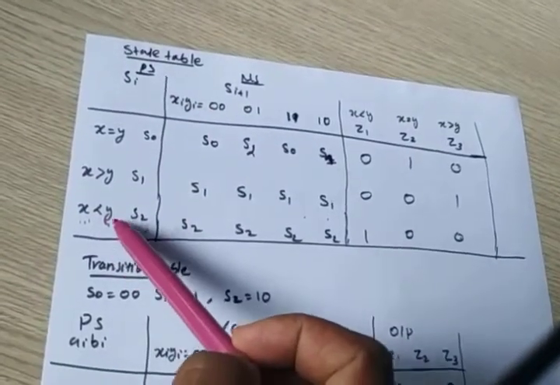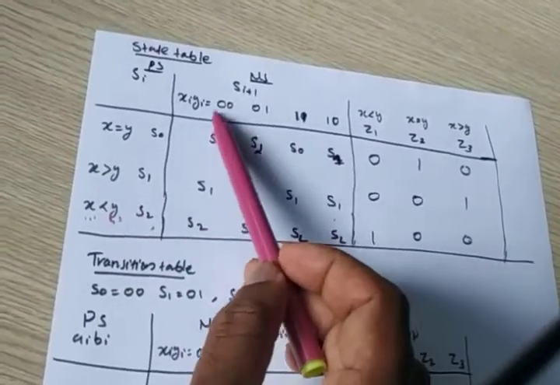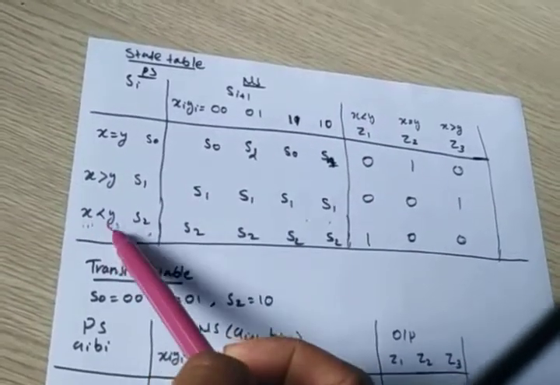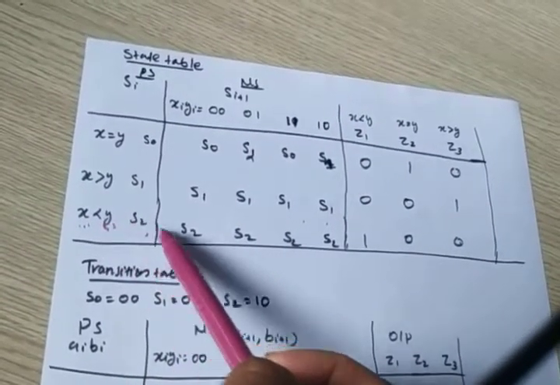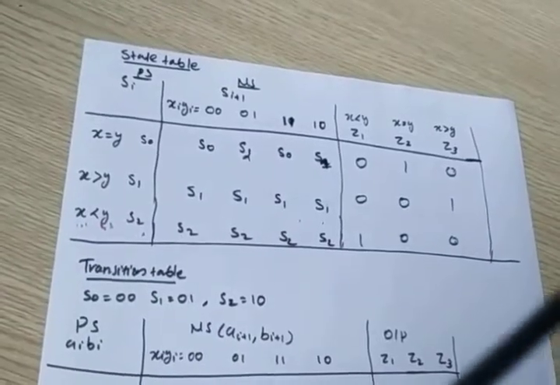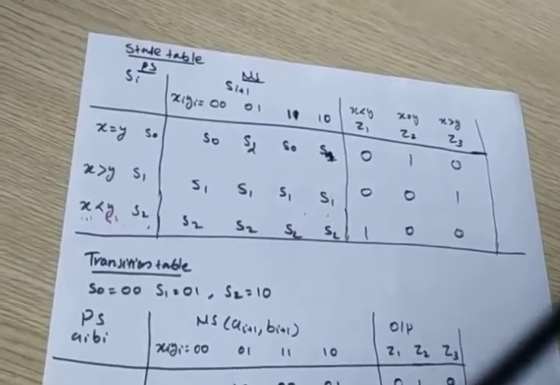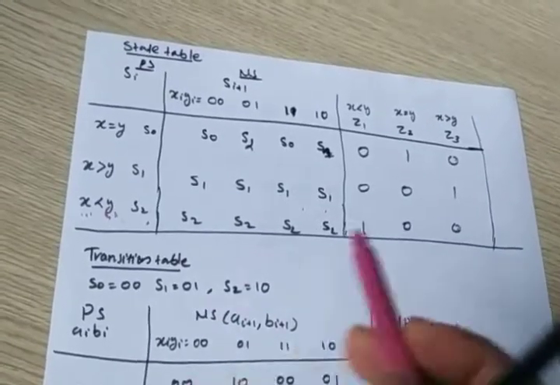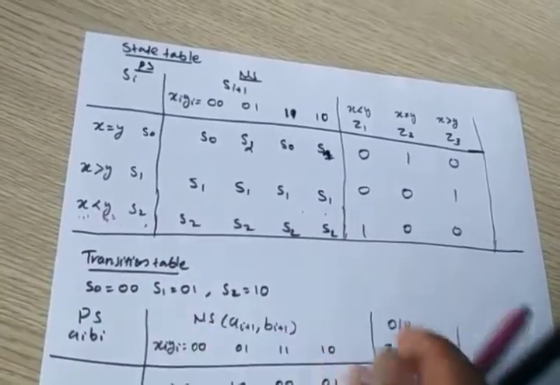See, the MSB of y is 1. Now when 0 0 is checked, no need to check. Why? Because the MSB of y is 1. So S2 is the bit y is greater than x. Okay, so S2 is the next state.